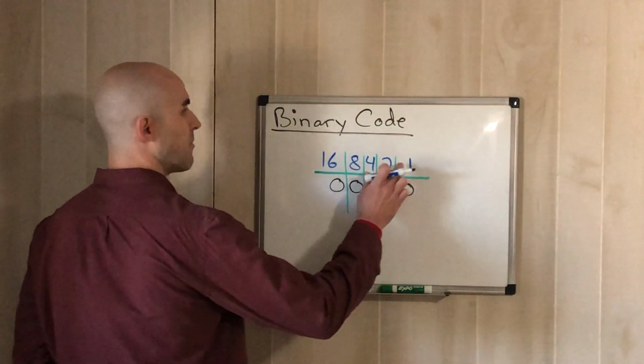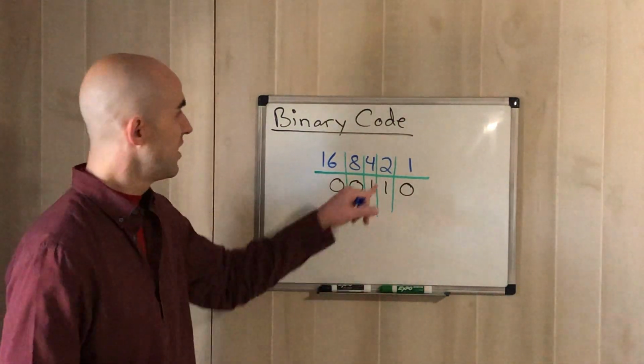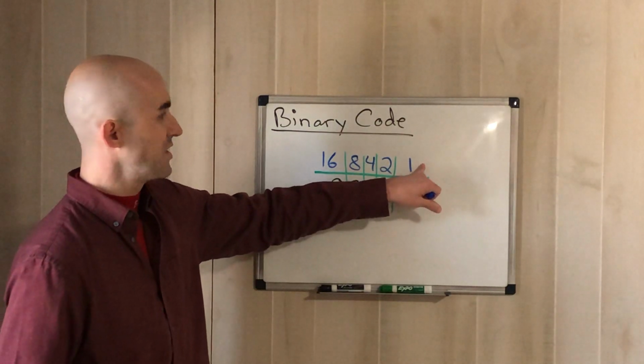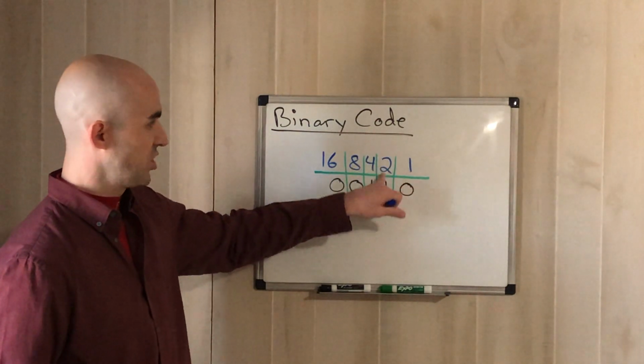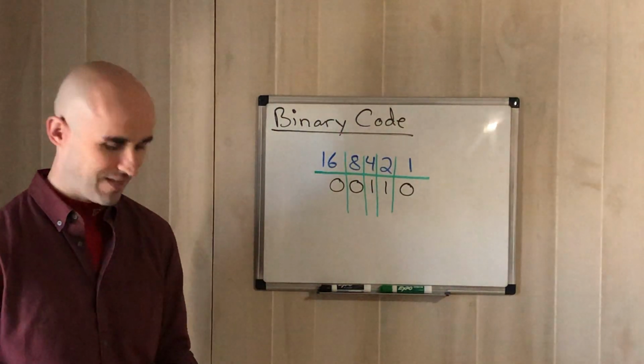So again, these numbers here, this is never going to change. Whenever we're dealing with binary code, this is what it always is. The first number on the right always is worth 1, then it's worth 2 the next one, then the next one's worth 4, the next one's worth 8, the next one's worth 16.